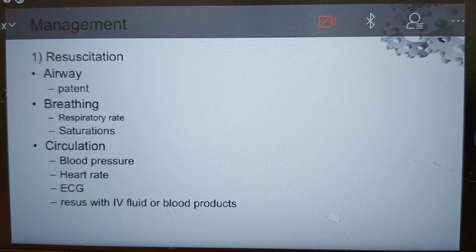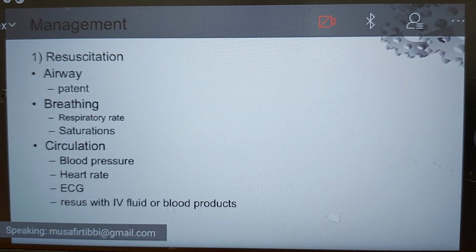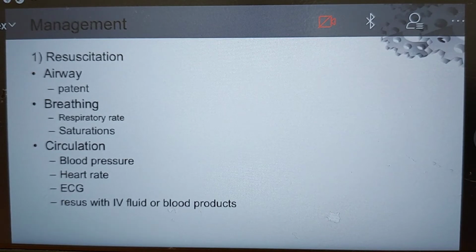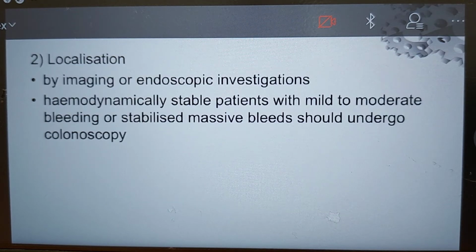And then after that, check the circulation. If the patient has low BP, tachypnea, or tachycardia, then we have to resuscitate the patient with IV fluid. If it's not enough, then we have to resuscitate with blood products, packed cells. And after the patient has been stabilized, then we can proceed with imaging or endoscopic investigations.